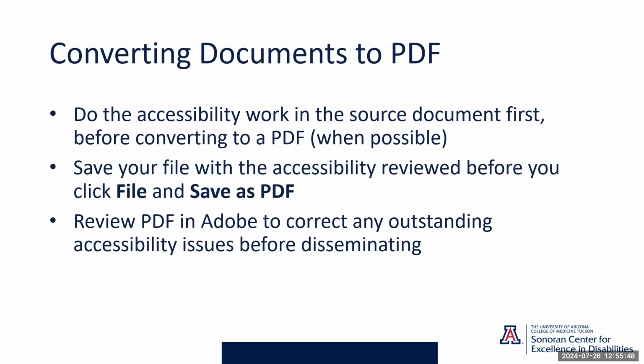When you are converting a document to a PDF, say you write a report in Word and then want to convert the final version to PDF, do the accessibility work in Word first. That will make your life much easier. Then you can just review that PDF in Adobe and correct any little outstanding issues before you share it publicly.